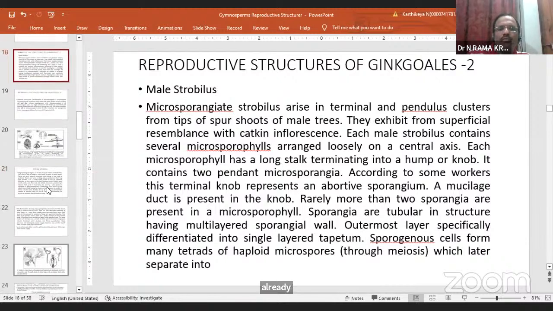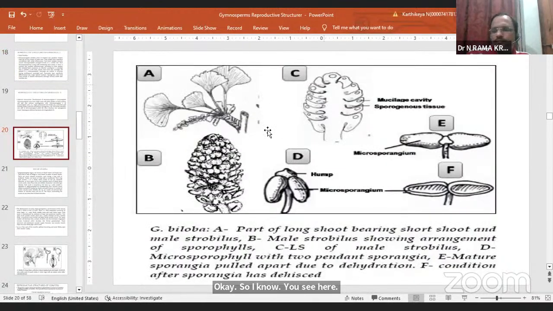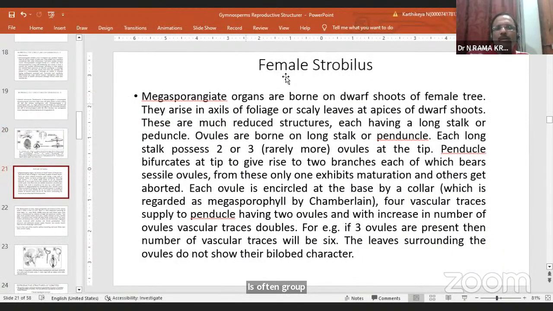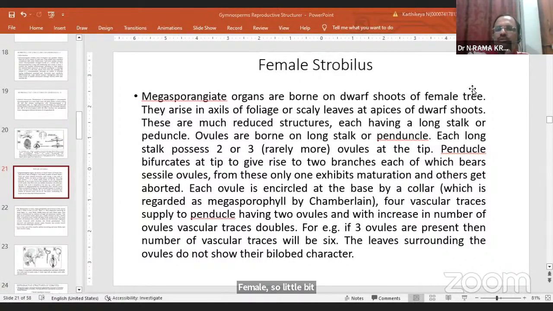Now you see here, this is a group of cones. Similarly, the second one is the same. When the male is completed, the second one is the female. There is a little bit of variation. Female cones and male cones. The female cones originate on dwarf shoots. Why? Because this is a dioecious plant, so male and female are separated.